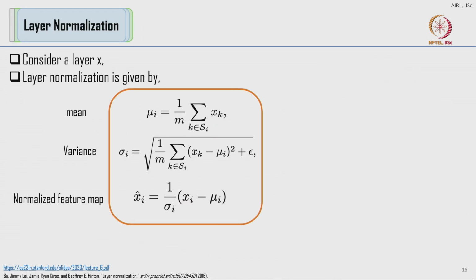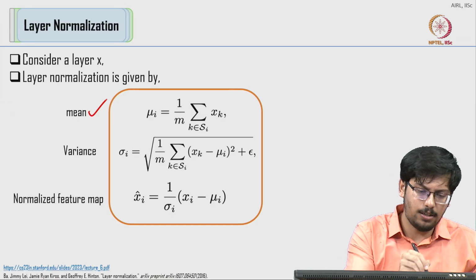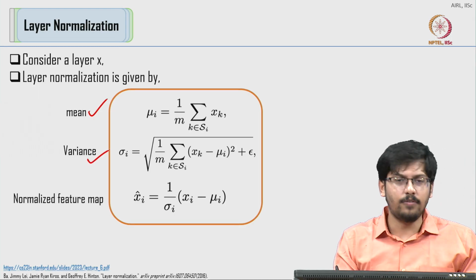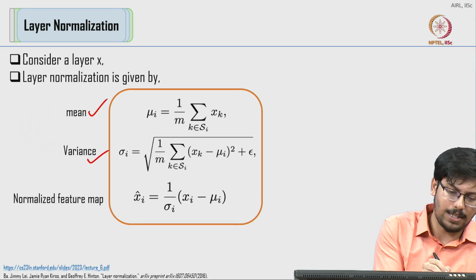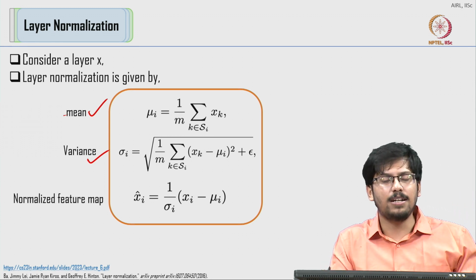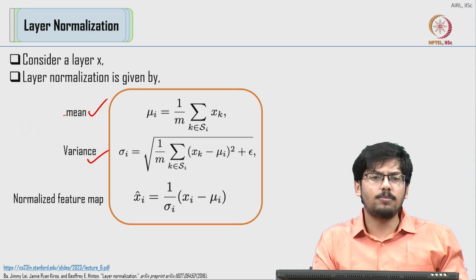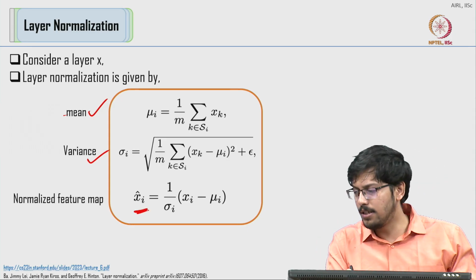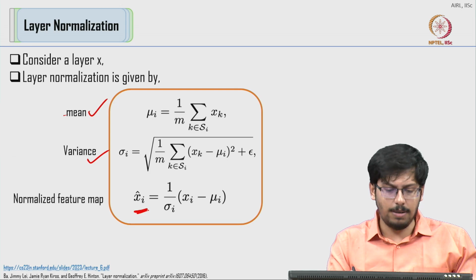Okay, let us look at layer normalization. Now layer normalization also follows a similar pattern. So we calculate the mean and we calculate the variance, let us not call it channel, let us just say it is mean and variance. Once we calculate the mean and variance, we normalize the feature map. So x cap is the normalization of the feature map.